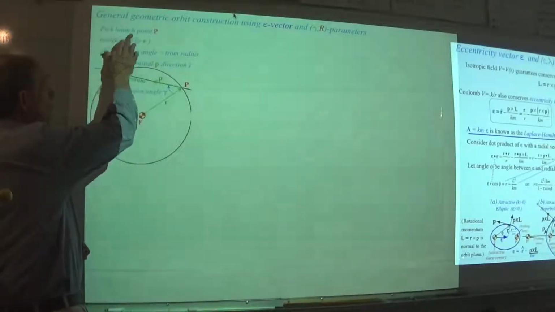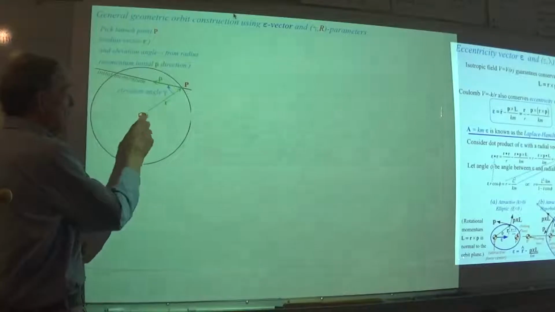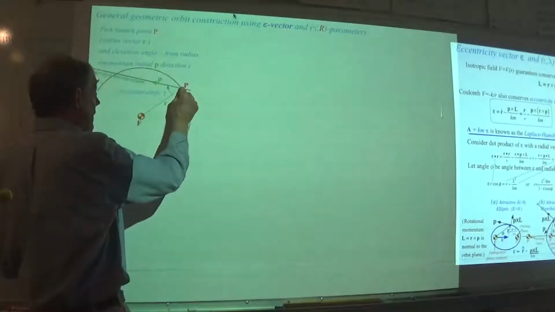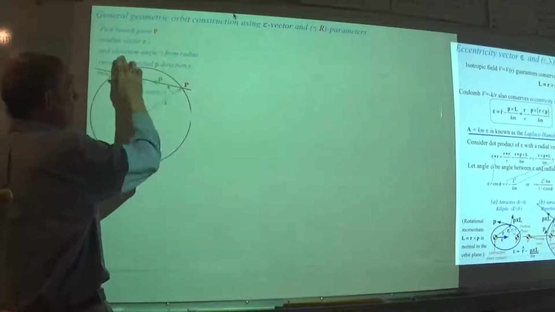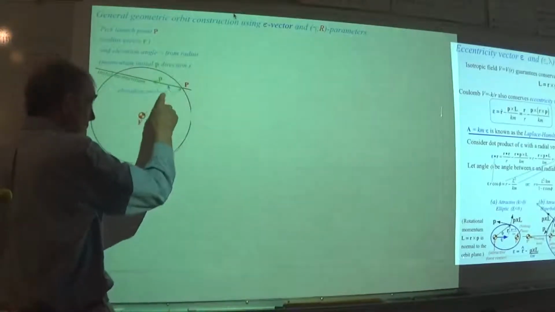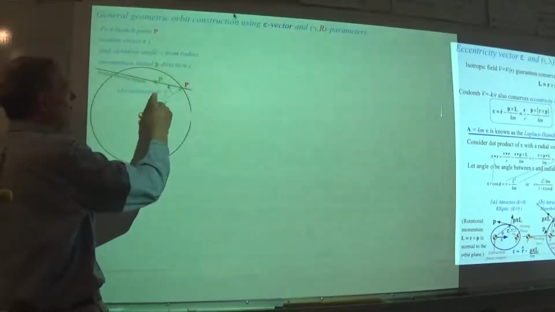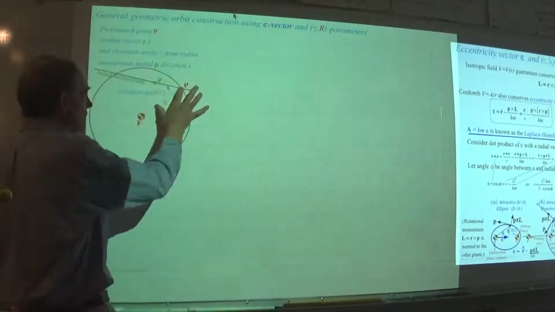The idea is that you pick a launch point. Okay, you got this force thing. You blast off from the point picked right there. And then you specify an elevation angle, and I like to use this angle, and you'll see why, I hope, by the end of this lecture. The angle that this thing makes with the radius.